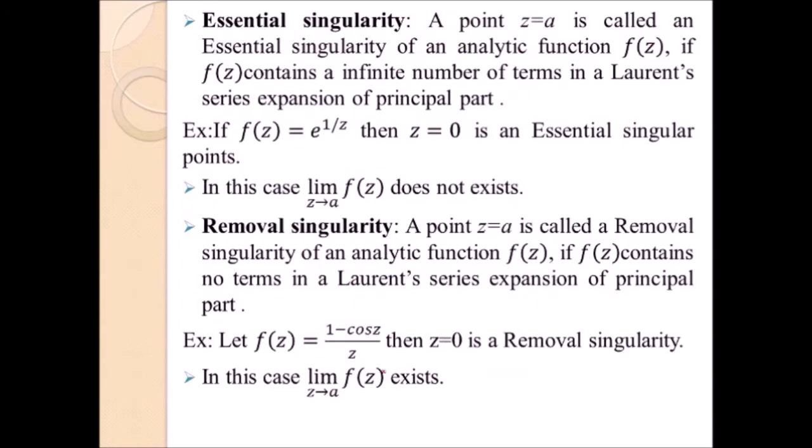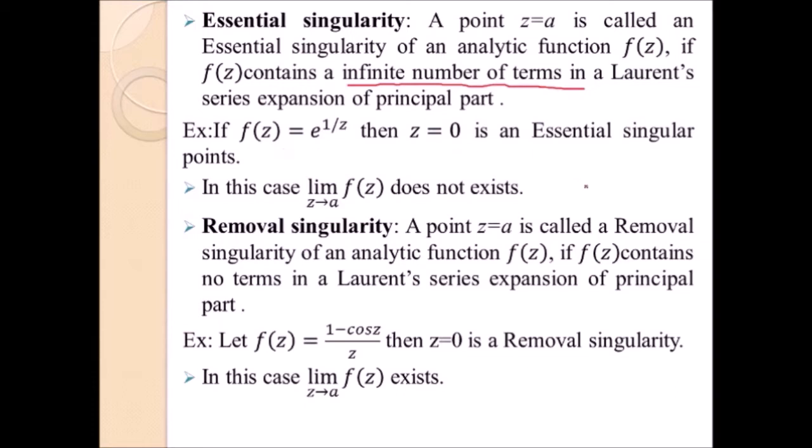Next, essential singularity. A point z is equal to a is called an essential singularity of an analytic function f of z if f of z contains an infinite number of terms in the Laurent series expansion of the principal part. For example, f of z is equal to e power 1 by z, then z is equal to 0 is an essential singular point. In this case, limit z tends to a, f of z does not exist.